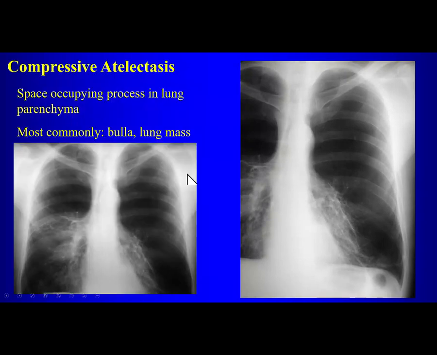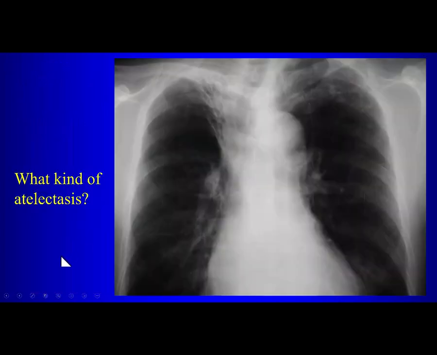So that's a space-occupying process in the lung. Commonly, it's large bullae, could also be a large tumor causing compressive atelectasis. So here, where is there volume loss? Right upper lobe. Okay? So what do you think the cause of the volume loss is in this patient?